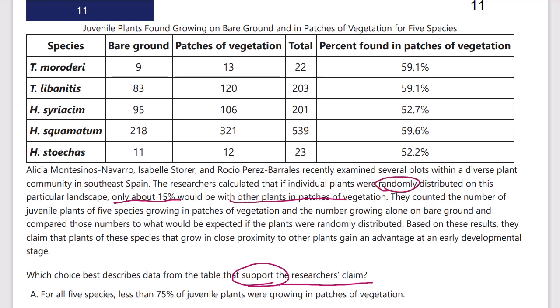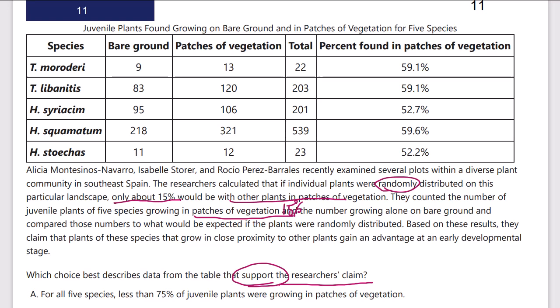They counted the number of juvenile plants of 5 species growing in patches of vegetation and the number growing alone on bare ground compared to what would be expected if the plants were randomly distributed. Okay, so if they looked in the patches of vegetation, they should have found 15%, right? And versus those alone, which I guess would have been the other 85% or so.